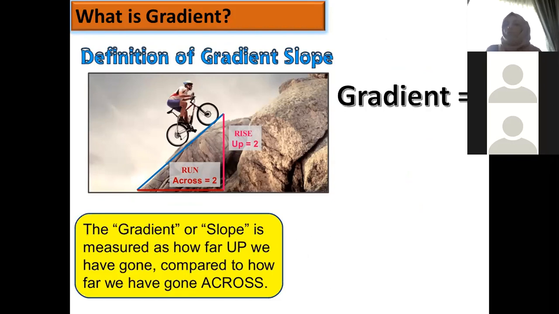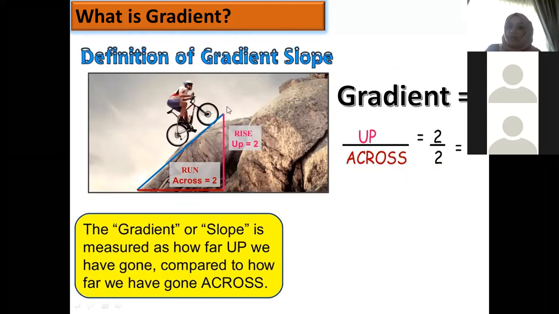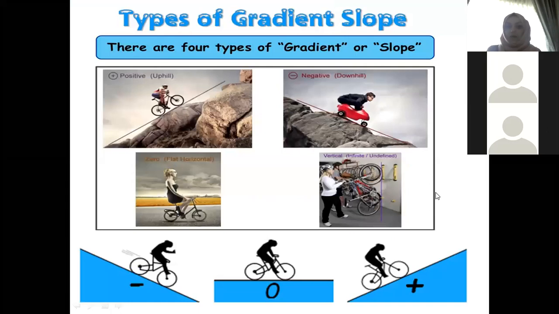So if I want to find the gradient, that would be how many units up and then how many units across. For example, we're talking about the steepness, or the gradient, or the slope of this hill here. In this part, how many units did they go up, and then how many units did they go across? That would be up divided over across, which is 2 divided by 2, and that equals 1 in this example. So these are examples of types of gradient.